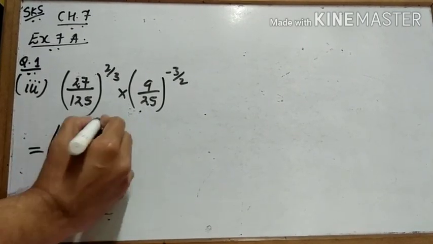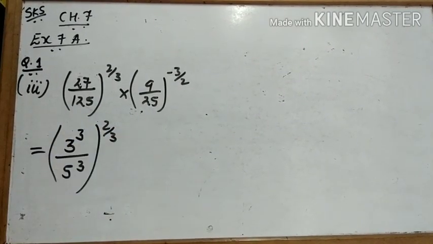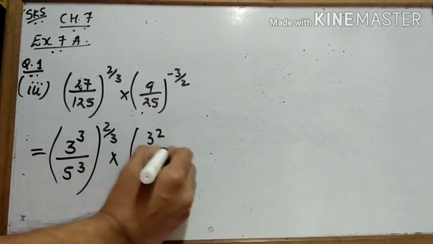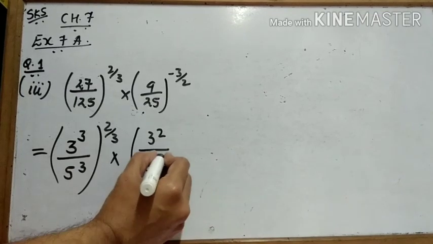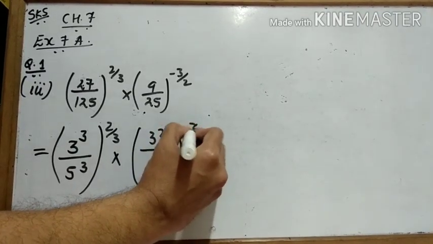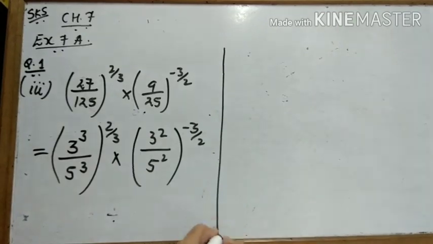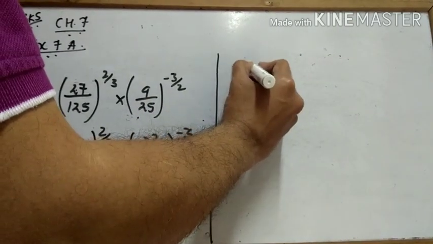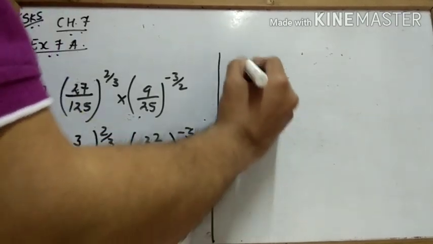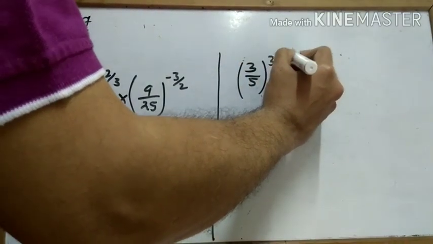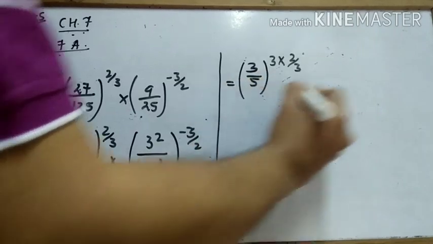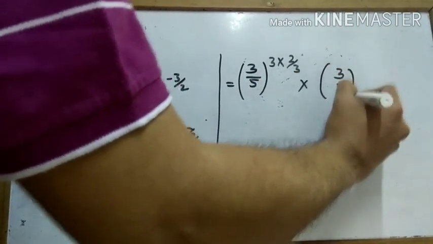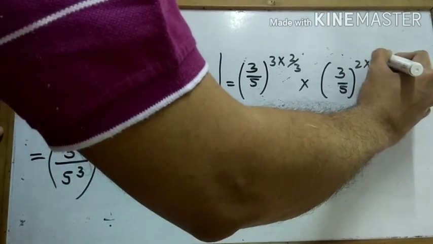125 is a cube of 5, whole raised to 2 upon 3, multiplied by 3 squared. 9 can be written down as 3 squared. This is 5 squared raised to negative 3 upon 2. Now both are having the same power, so I can write down 3 over 5 whole raised to 3 into 2 upon 3, multiplied by 3 upon 5 whole raised to 2 multiplied by negative 3 upon 2.